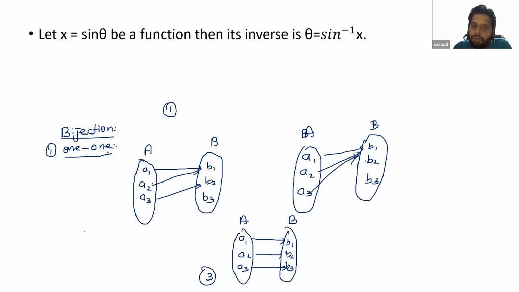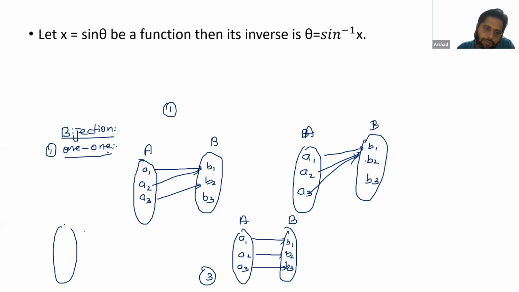Why is the others not one-one? Because two elements have the same image. So what is a one-one function? When different elements have different images. So this is not one-one because A1, A2 have the same image. This is also not one-one because A1, A2, A3 have the same image. I will take one more case.